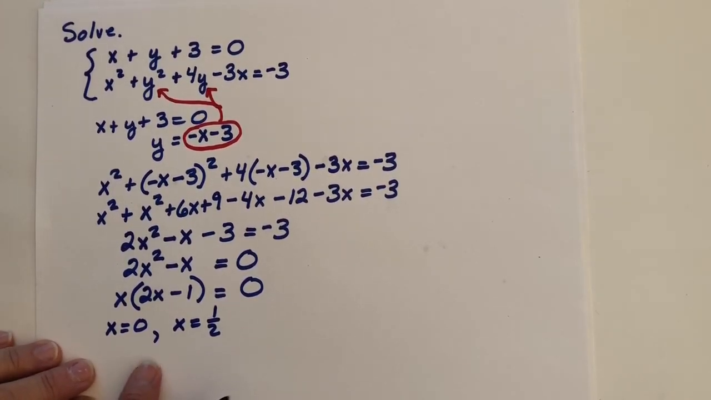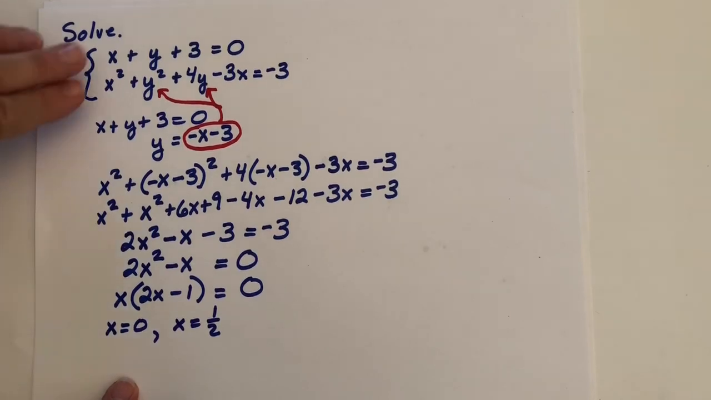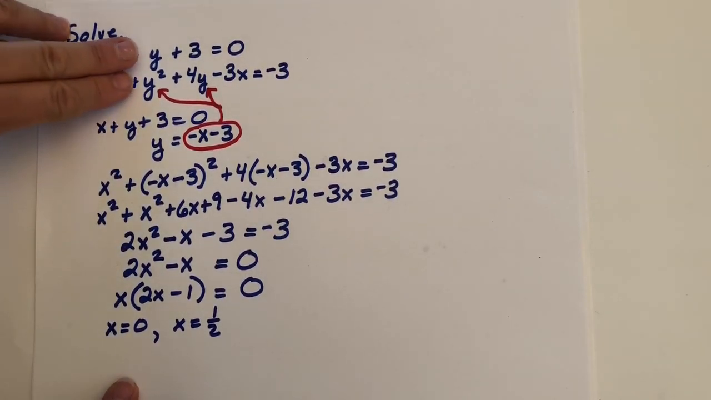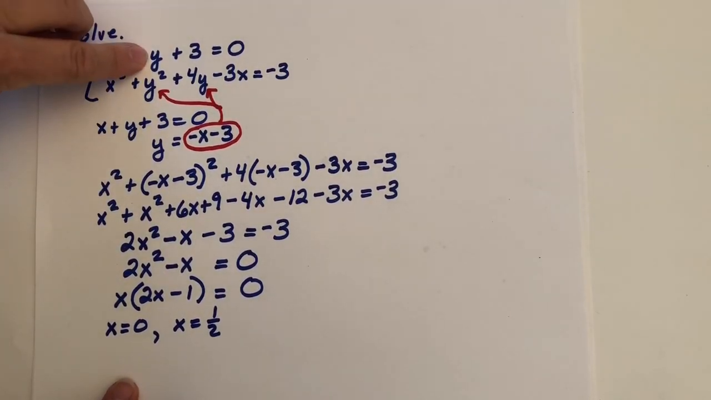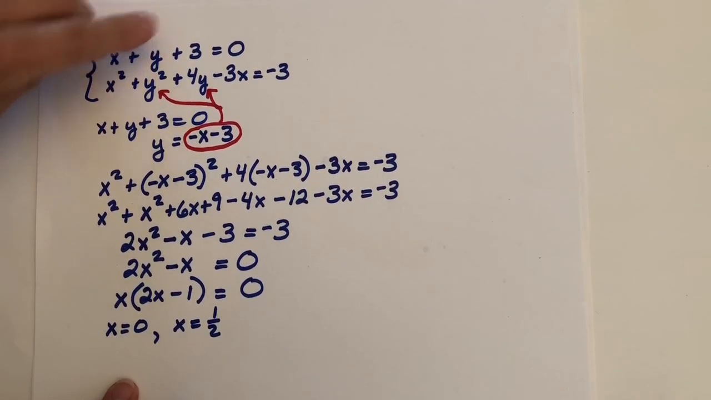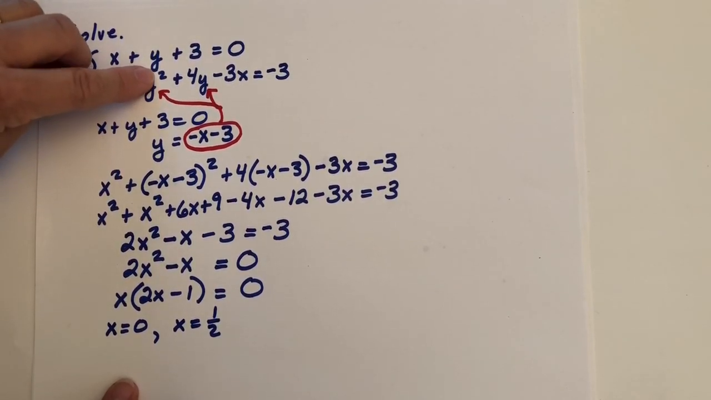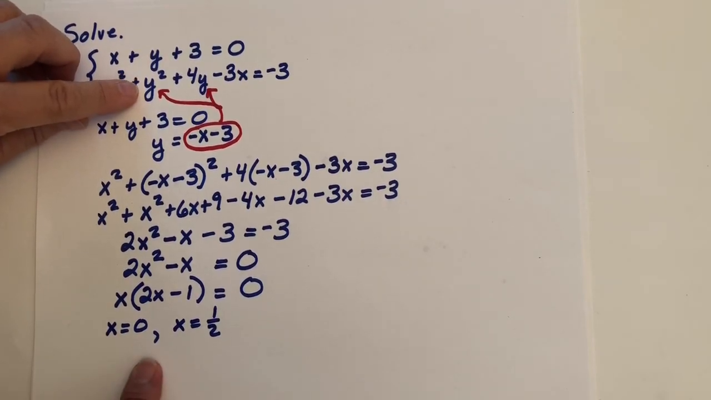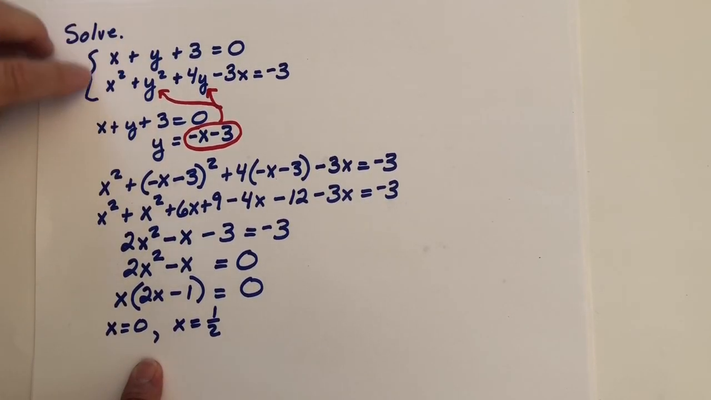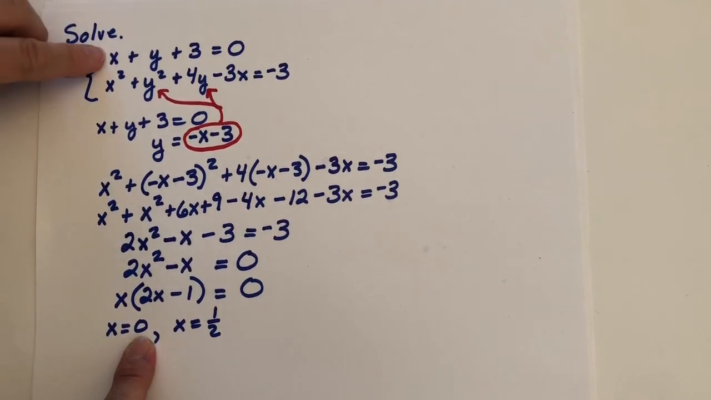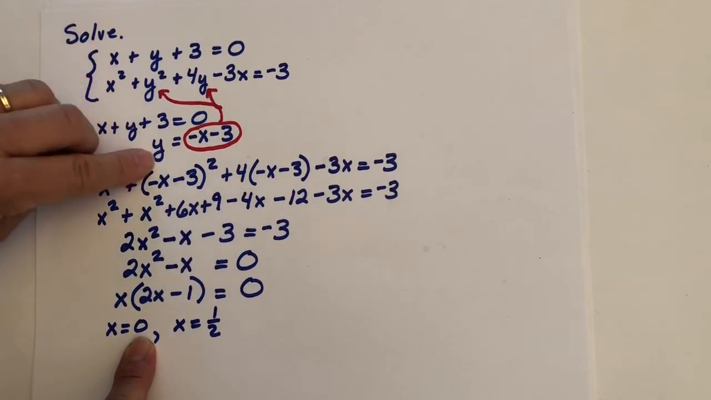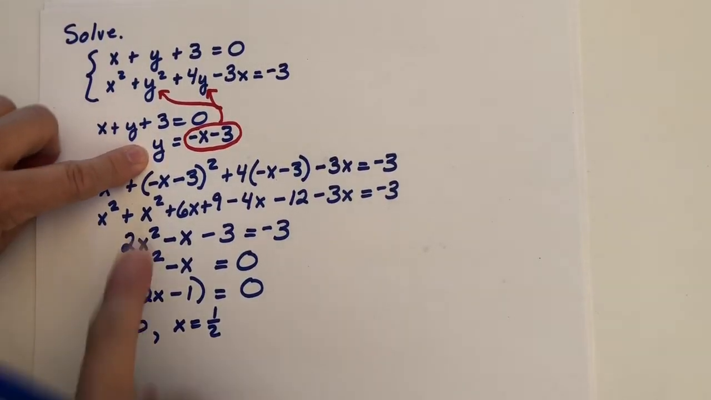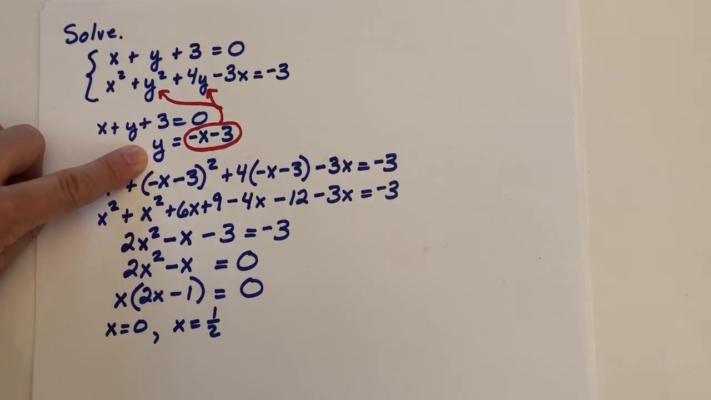So our task now is to find the y values that go with these x values. So I'm trying to find y. Notice with respect to these two equations, the first one has y to the first power, the second one has y to the second power. We're going to substitute them into the equation of lower degree. So we're going to substitute the 0 into the first equation, or this equation right here, which is equivalent to that first equation.